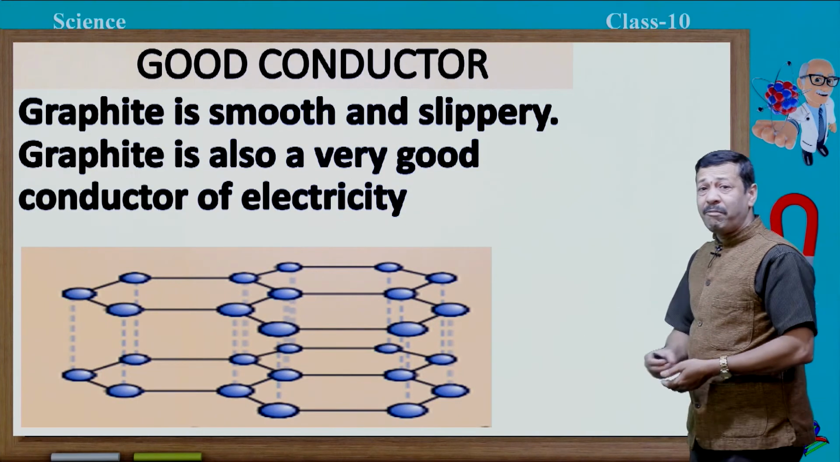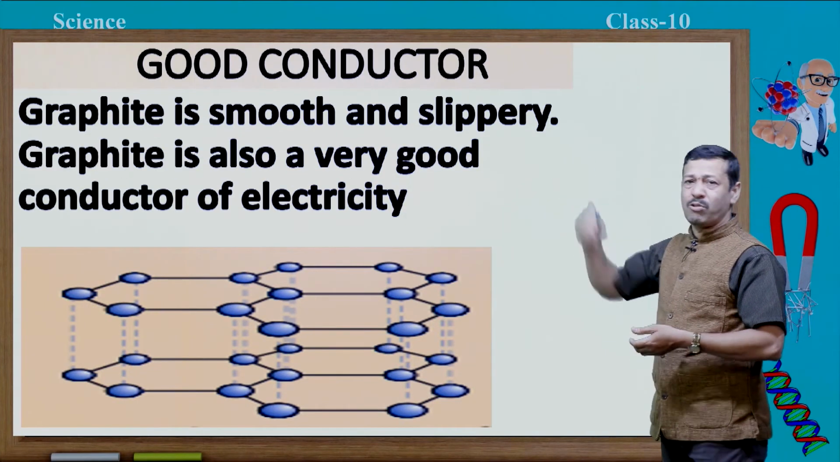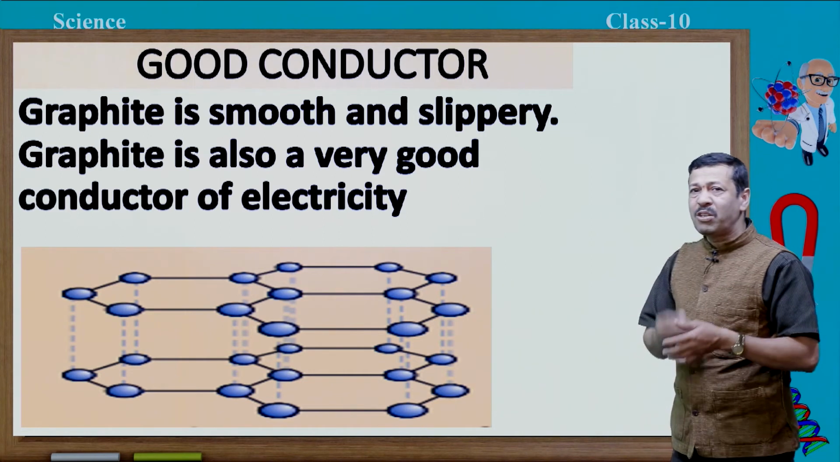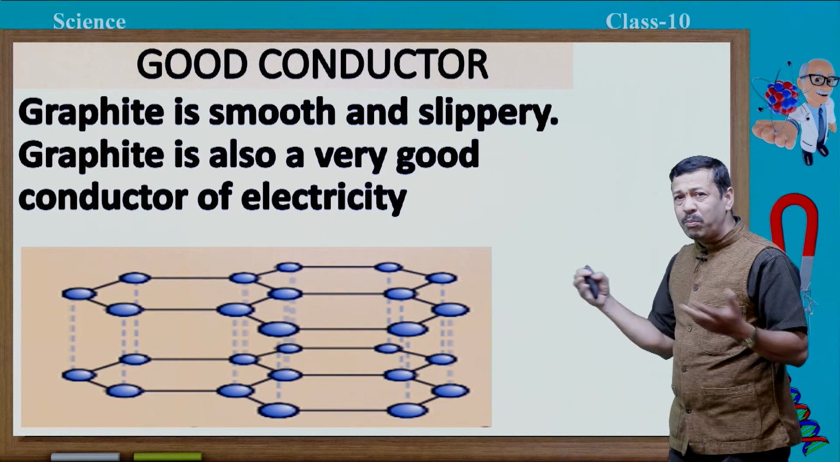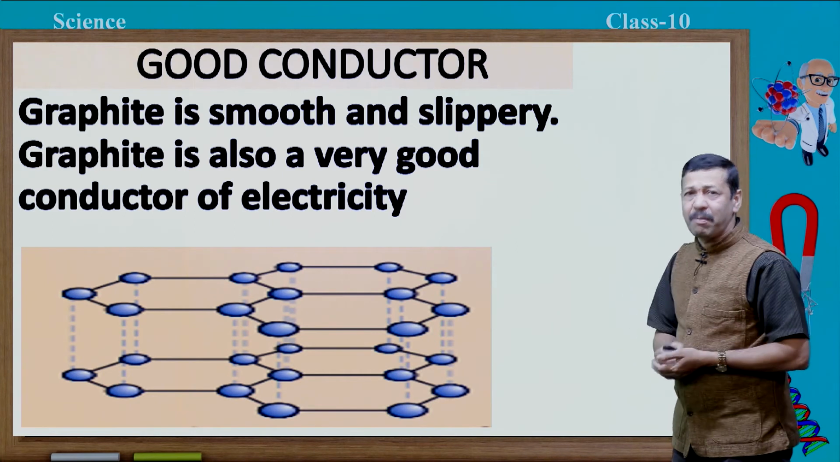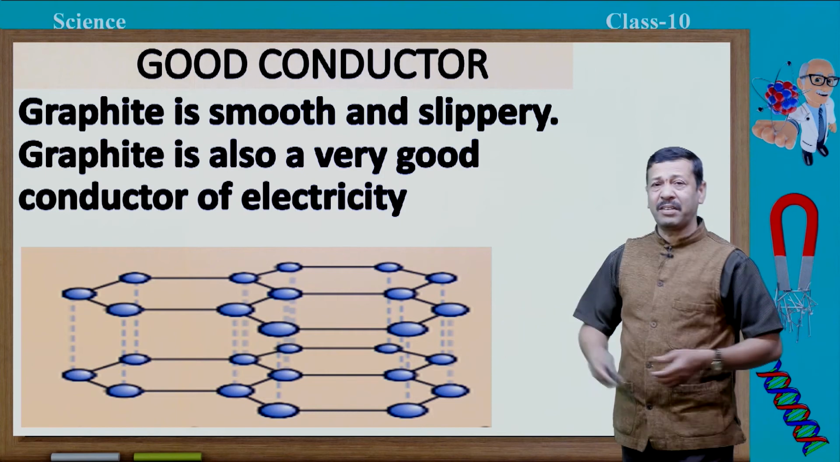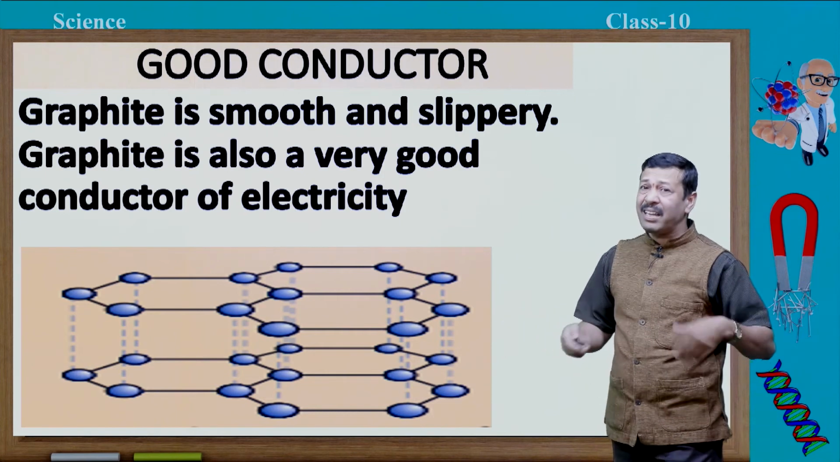And this graphite is a very good conductor also, because the 4th electron, which is loosely bound, is easily freed when a potential difference is applied. Hence, this is a very good conductor of electricity. Hence, it is used as an electrode.